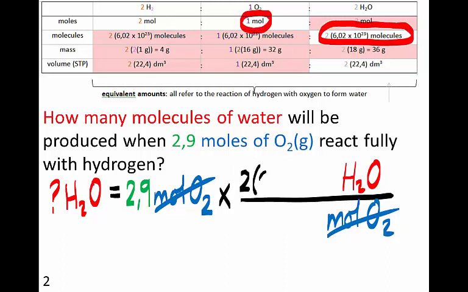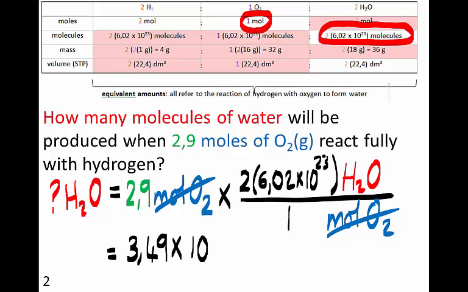2 moles, which is 2 times 6.02 times 10 to the power 23, of water are formed every time 1 mole of oxygen reacts. 2.9 times 2 times 6.02 times 10 to the power 23 gives 3.49 times 10 to the power 24 water molecules.